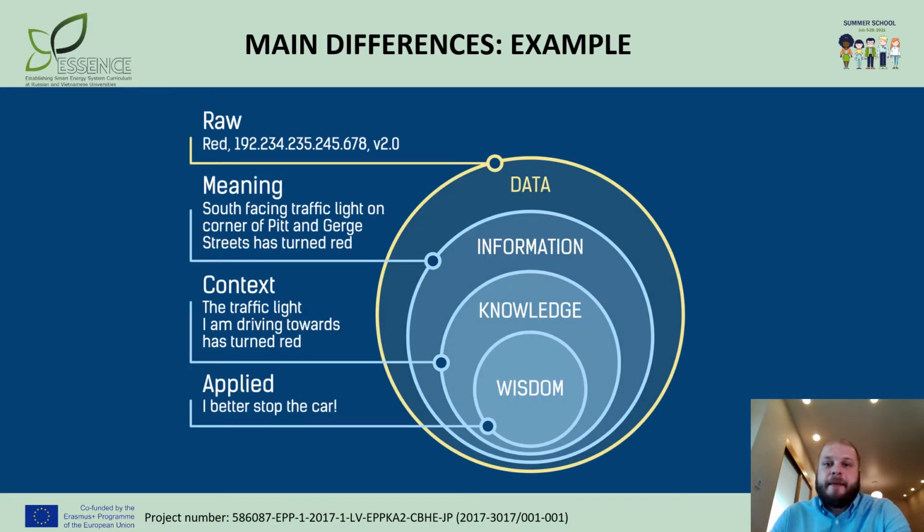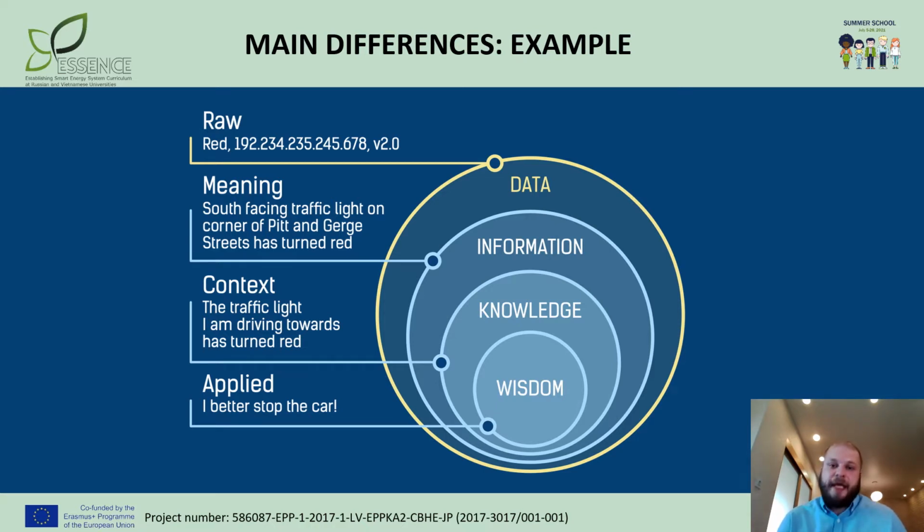Let's consider a simple example and differentiate data, information, knowledge, and wisdom. Well, first, data. Let's assume that the traffic light turned red. So, what do we consider as data? It's the red color of the traffic light, maybe some figures associated with signal routing of the traffic light integrated into the communication network, some other data. So we just have some facts regarding the object under consideration.